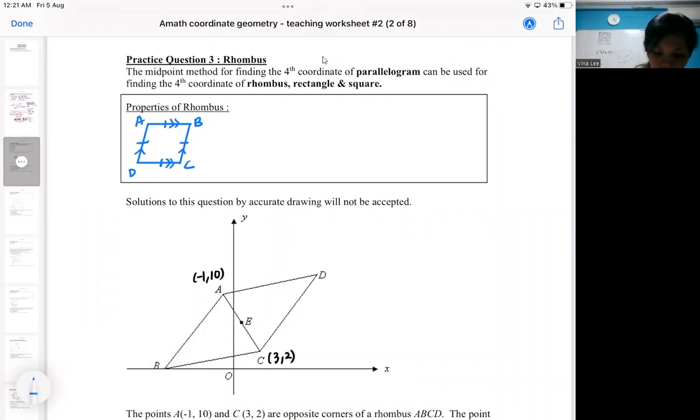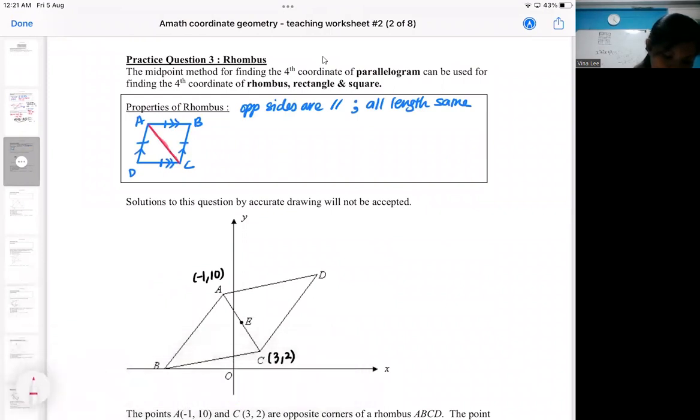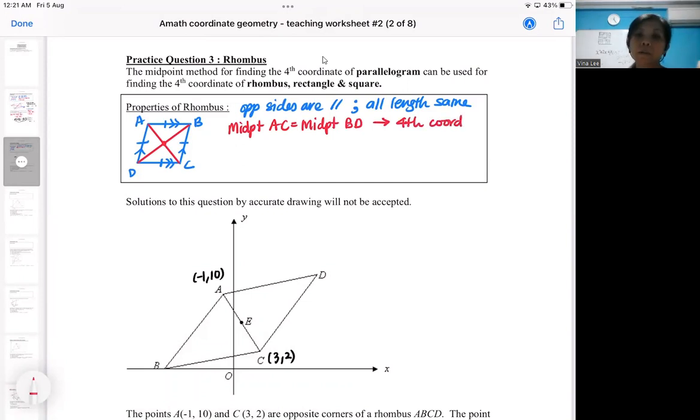And in this, all the opposite sides are parallel and all are the same length. So there is an important feature again: the midpoint. They still share the same midpoint, like the parallelogram. So we will use this to find the fourth coordinates if you need to. The method is the same idea as the parallelogram question.